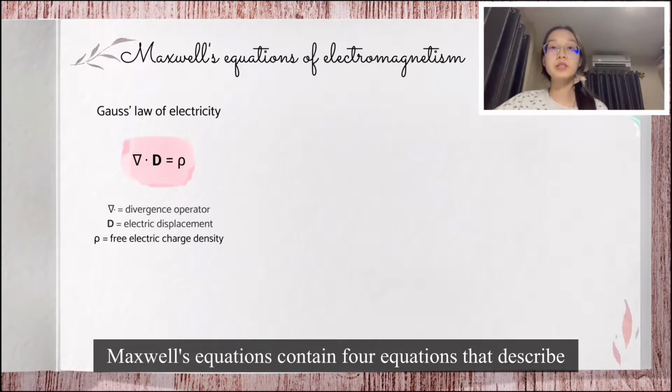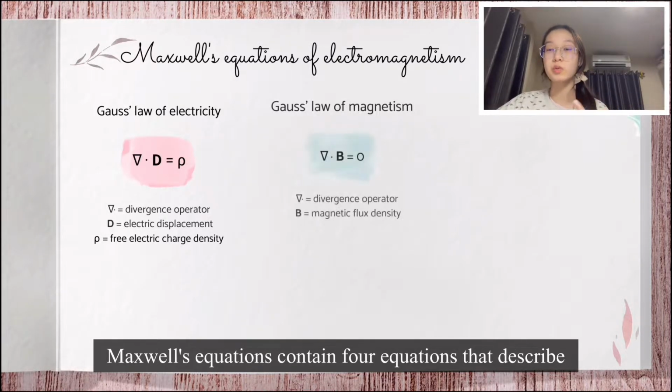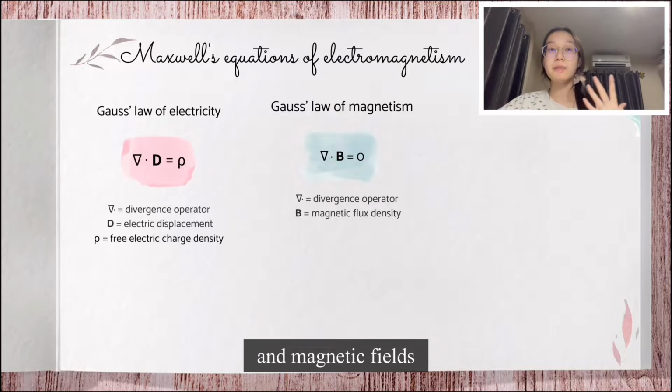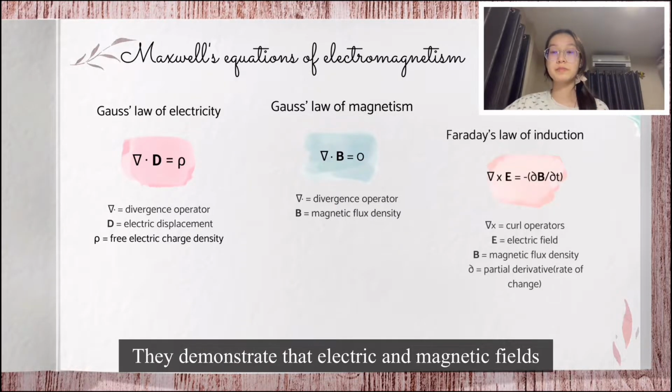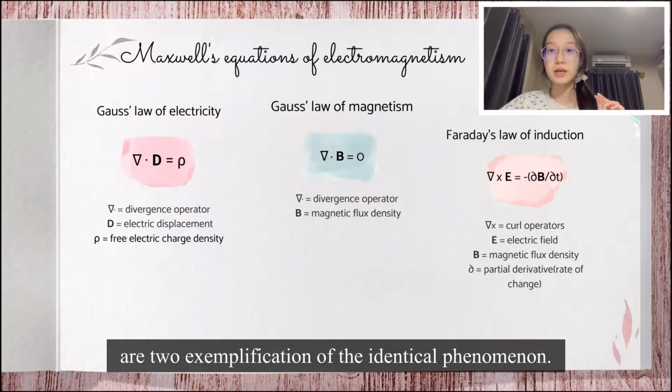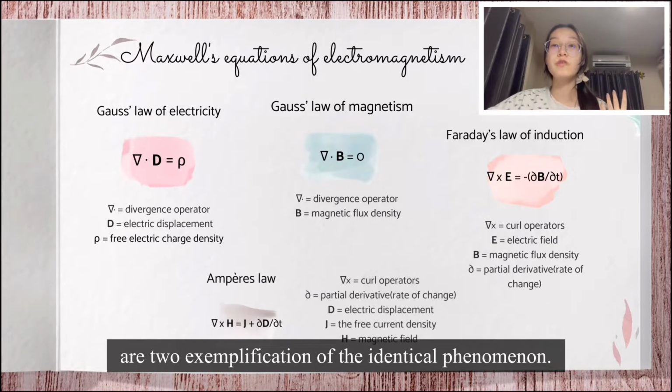So Maxwell equations contain 4 equations that describe the behavior of electric and magnetic field and how they are associated with each other. They demonstrate that electric and magnetic field are two exemplifications of the identical phenomenon.